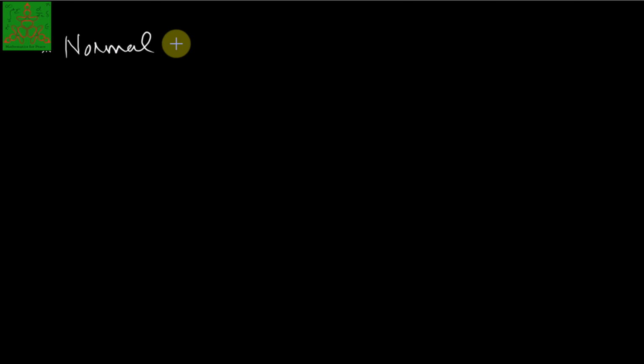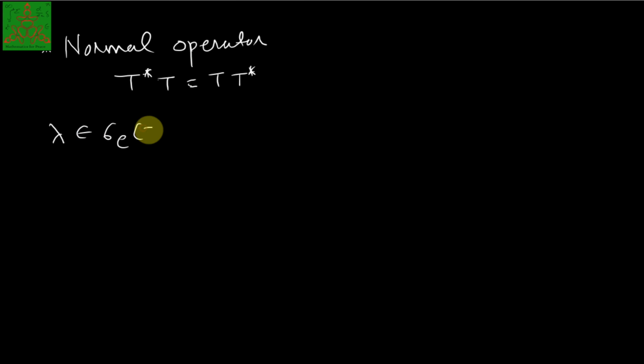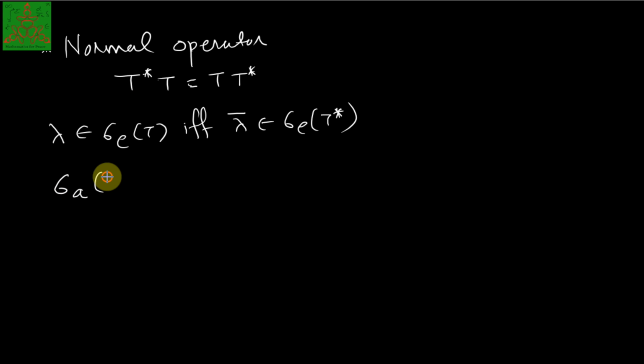That means the spectrum of a normal operator. As we know, normal operators are those operators satisfying the condition T star T is equal to T T star, where T star represents the adjoint of T. The first result which we have discussed is that lambda belongs to the eigen spectrum of T if and only if lambda conjugate belongs to the eigen spectrum of T star. This is the first result. If T is normal, then the approximate eigen spectrum of T will be the same as the spectrum of T. That is another result we discussed in my previous video.